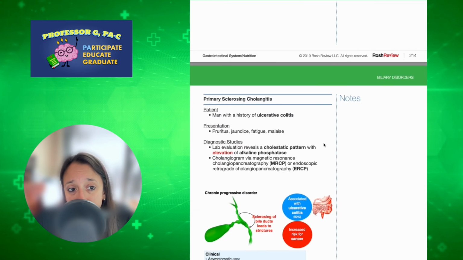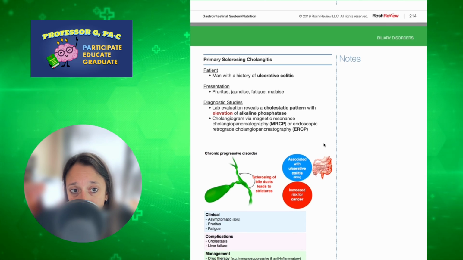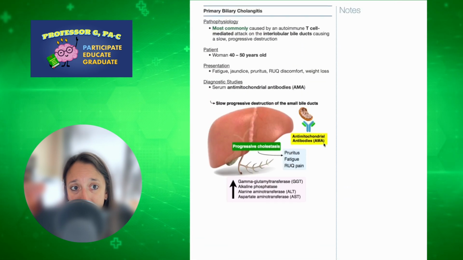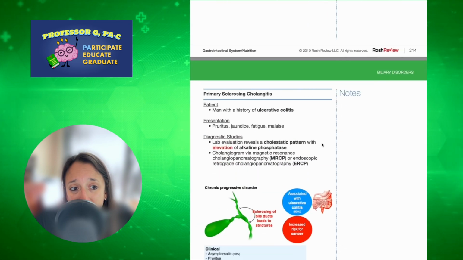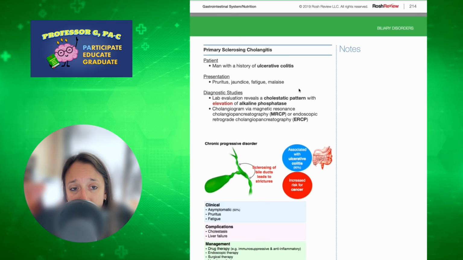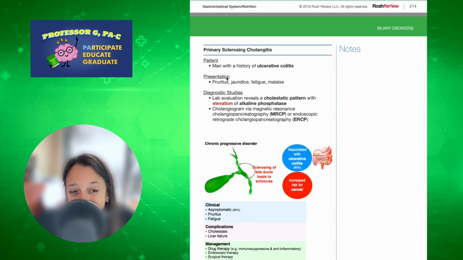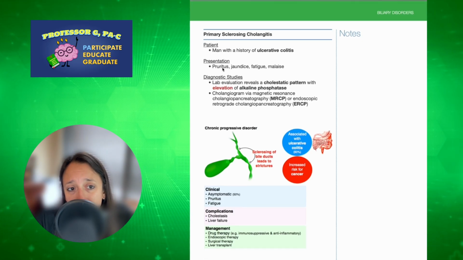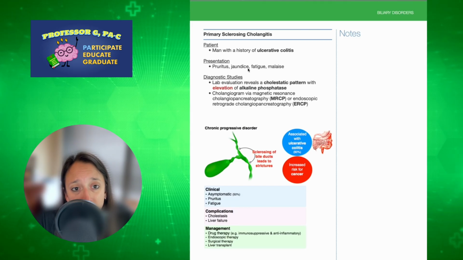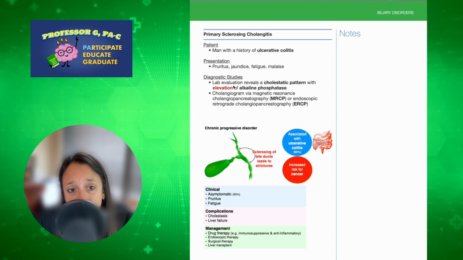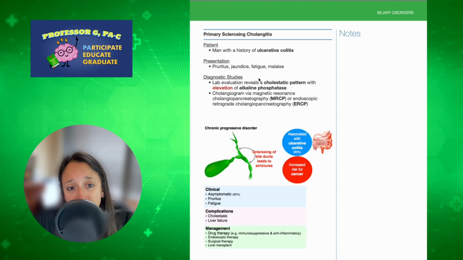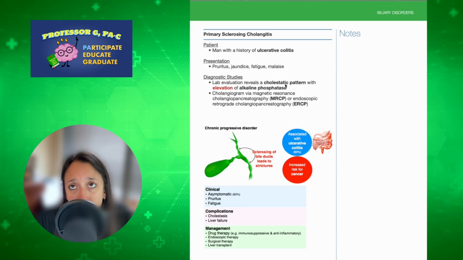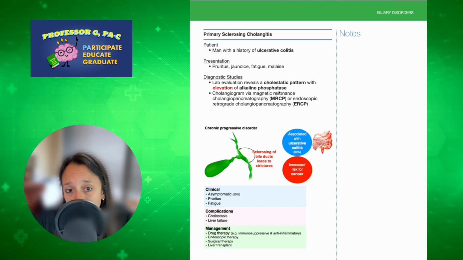We like to contrast this with PSC, which is primary sclerosing cholangitis. And with this, the primary sclerosing cholangitis, we usually see this in men with a history of ulcerative colitis. And they often present again with the pruritus, jaundice, fatigue, malaise, and lab evaluation. We usually see a cholestatic pattern, so the bile is not moving, and we see elevation of alk phos, but no positive AMA.